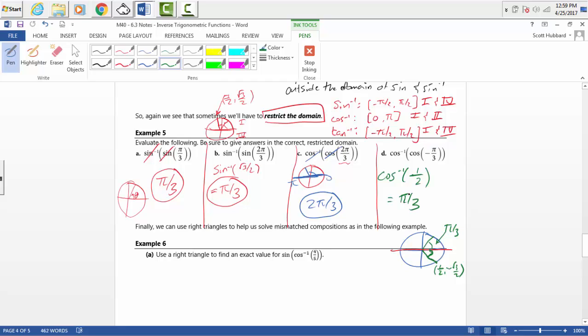And then we just got to ask ourselves, are we in the correct domain? Are we in quadrant 1 or quadrant 2? Yeah, we are. This is pi over 3. So that's okay. That's in the acceptable domain.